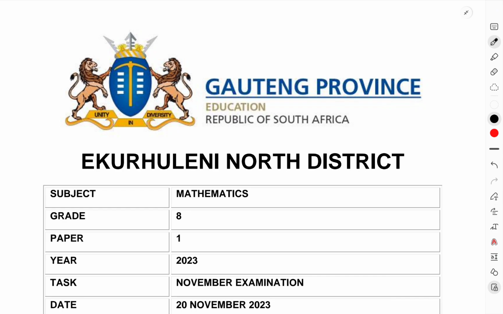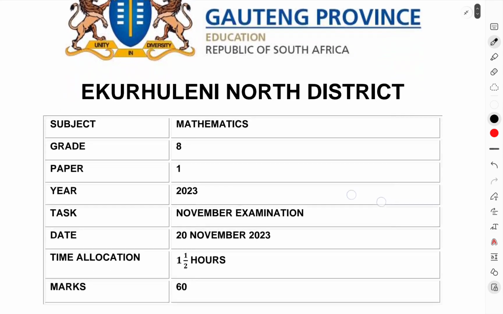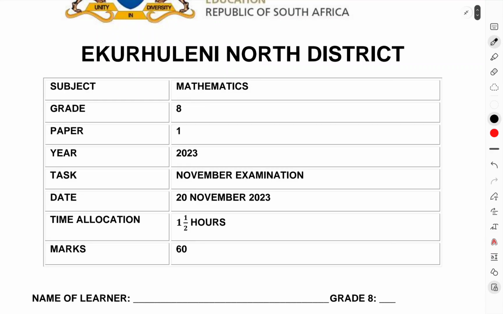Today we're going to be doing the grade 8 mathematics paper 1 revision. We will be doing the full question paper for the November examination for the grade 8 learners. Now, first things first, when we receive a paper, we are going to see the cover page, Ekurhuleni North District, subject mathematics. It is a November exam, time allocation 1.5 hours for 60 marks.